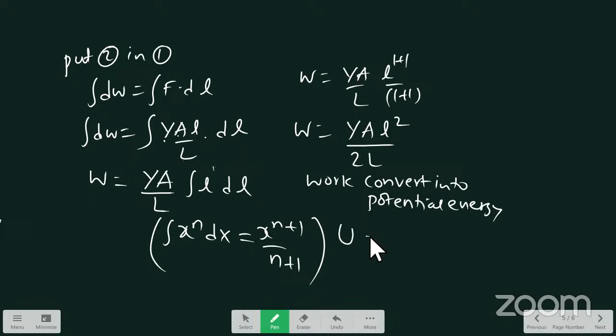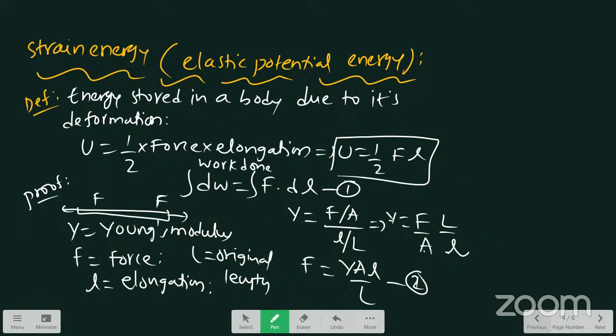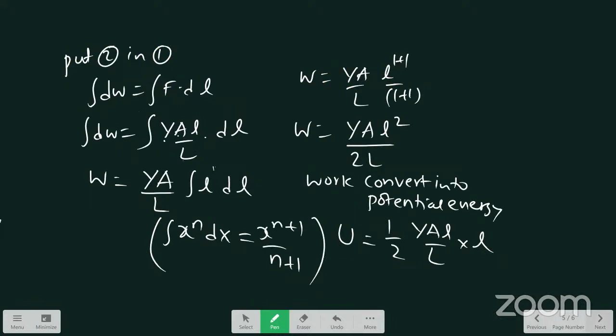So U is nothing but potential energy. I write this as 1 by 2 into Y A L by capital L into L, where L square is L into L. Y A L by capital L is nothing but force, from the previous equation number 2. This is our answer: U equals 1 by 2 into force into elongation. This is elastic potential energy.